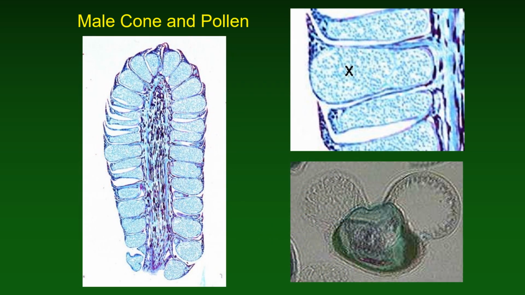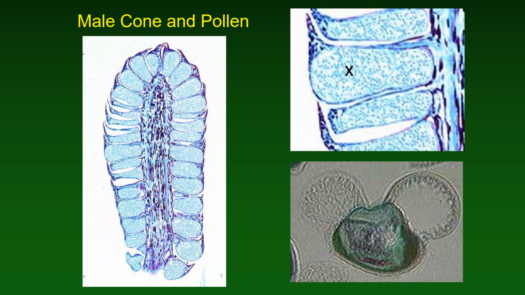Here's a look at one of those male cones. So we have these scale structures, and attached to each one of them is a sac. And you're seeing one of those sacs marked with an X. And that's where meiosis occurs, in these sacs, and those sacs fill up with pollen grains. And you're seeing a pollen grain down the bottom right there.